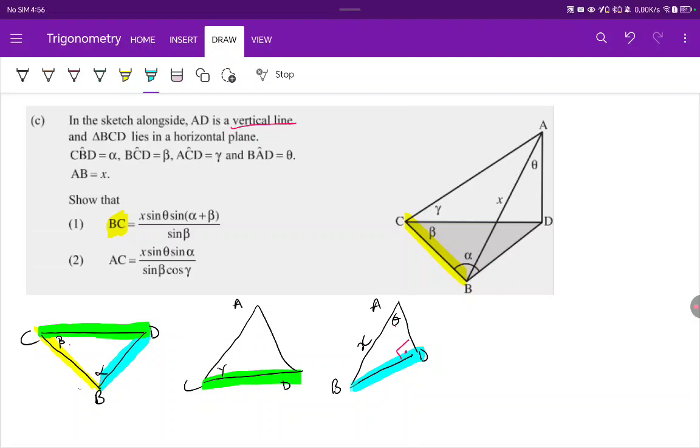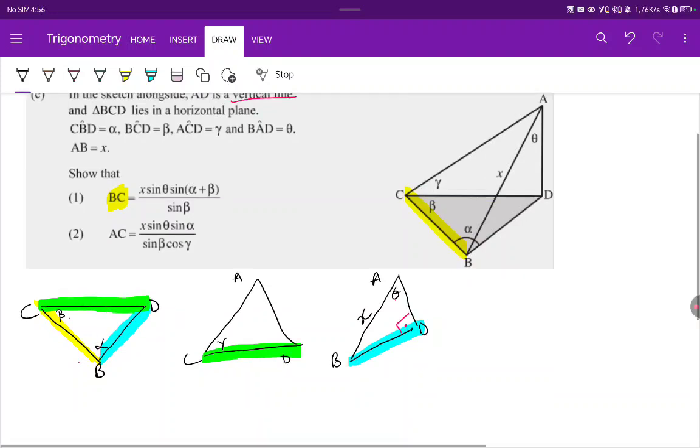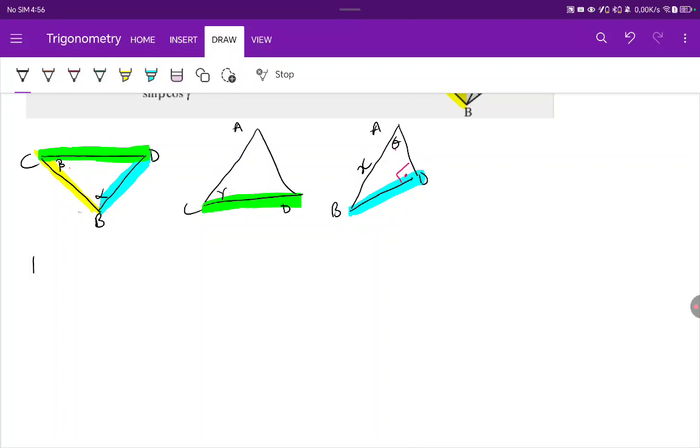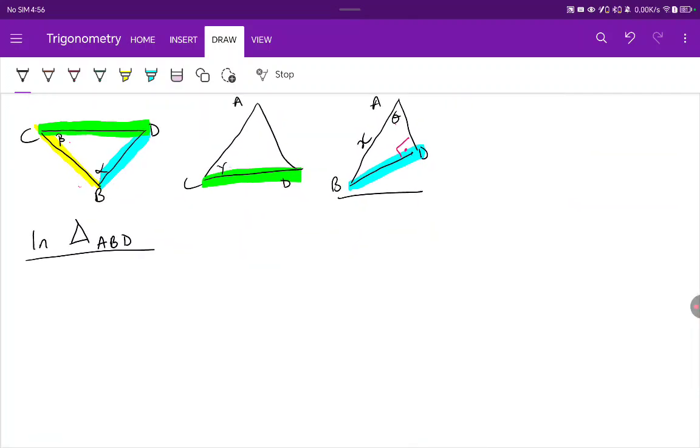To get BD in the third triangle, let's say in triangle ABD. This is my third triangle, that one. What are my options? SOH CAH TOA? Yeah, I could do SOH CAH TOA, or I could use the sine rule. Let's try the sine rule and see what happens, because I want BD, right?